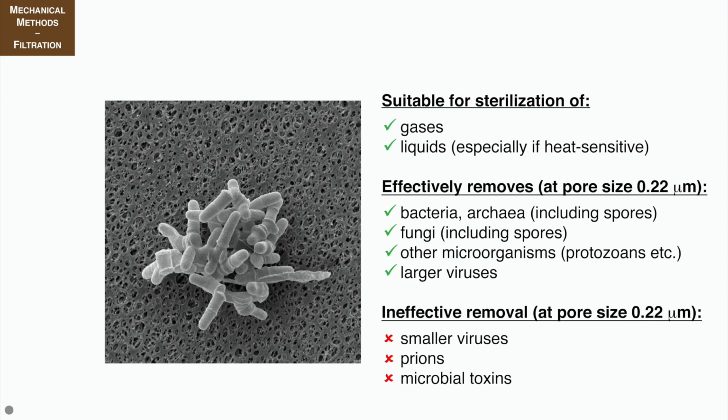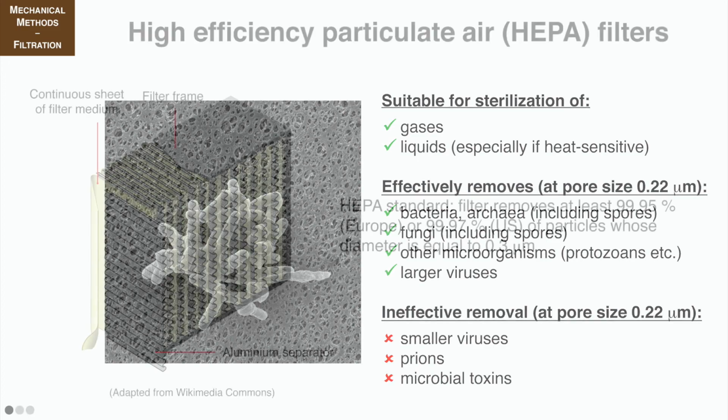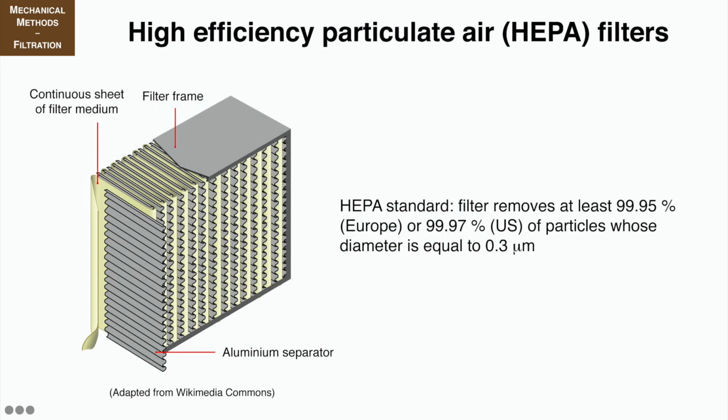However, this average pore size will not be sufficient for the removal of smaller viruses, prions, or microbial toxins. These agents require filters with smaller pore sizes, so-called nanofilters. A widely used filter standard worth mentioning is the high-efficiency particulate air filters, which are used extensively in industry and clinical settings.